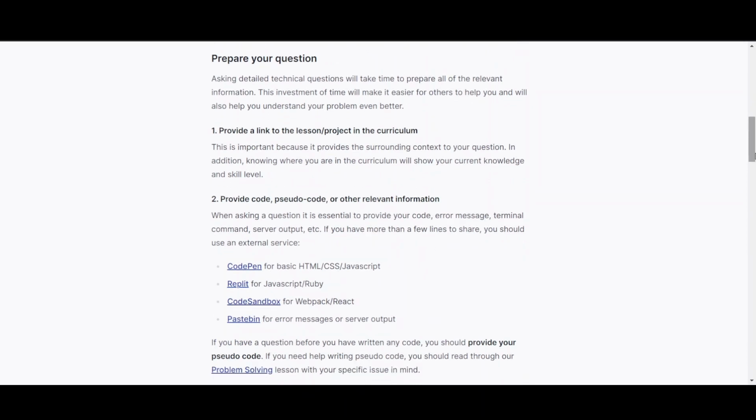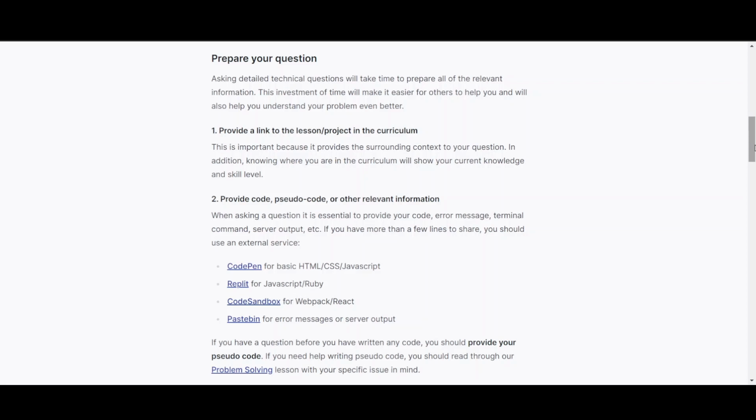Prepare your question. Asking detailed technical questions will take time to prepare all of the relevant information. This investment of time will make it easier for others to help you and will also help you understand your problem even better. 1. Provide a link to the lesson/project in the curriculum. This is important because it provides the surrounding context to your question. In addition, knowing where you are in the curriculum will show your current knowledge and skill level.